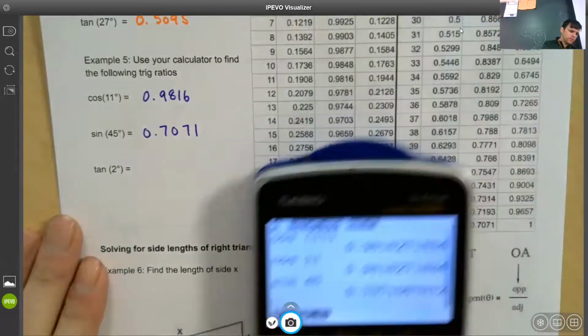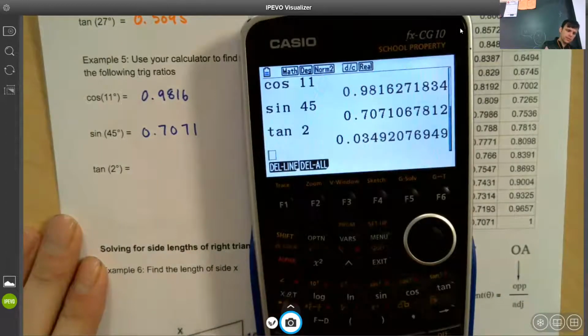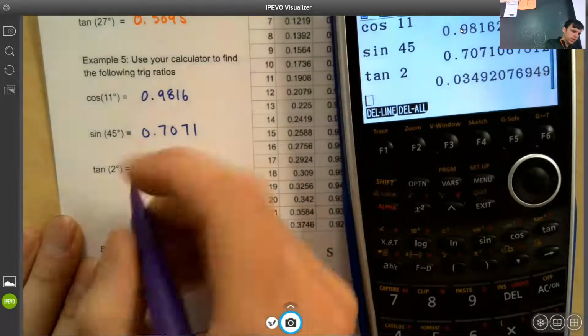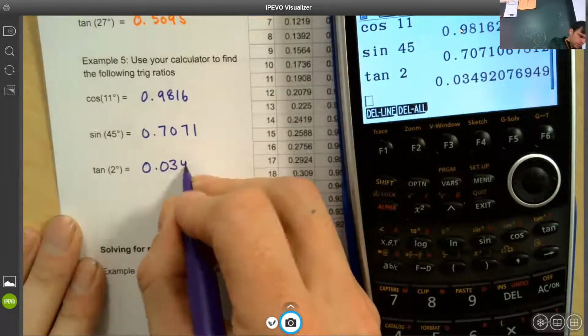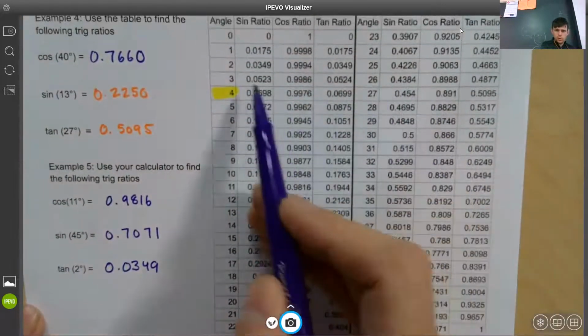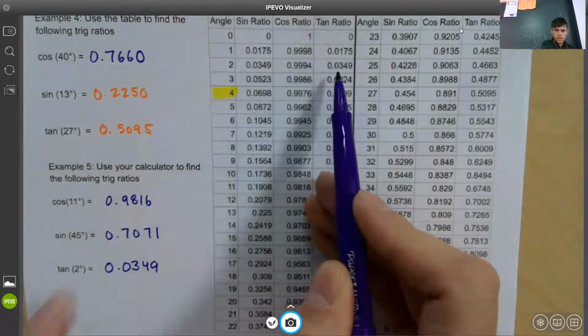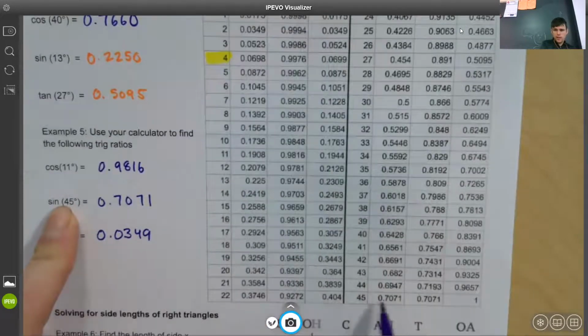Final one, tangent of 2 degrees. So tan 2, press that button, and there we go. I'll go ahead and write that value out, 0.0349. And we can double check this on our table as well. So 2 degrees tangent. Yep, that's what we have. Sine of 45. 45 is down here, and sine is right there. It's the first one. Yep, right there.